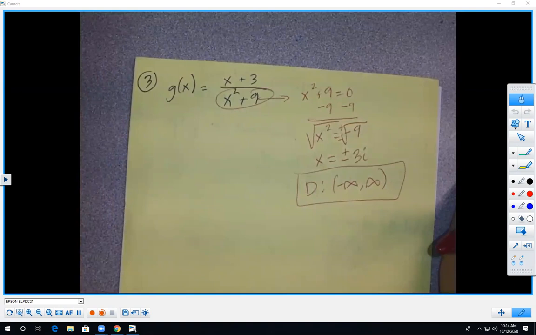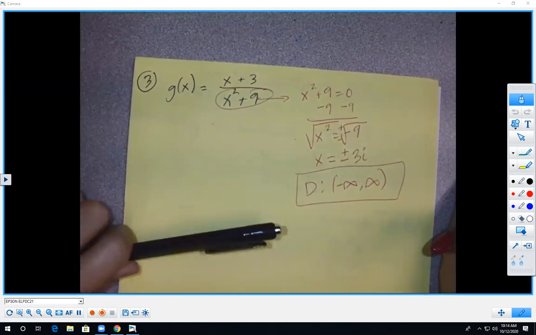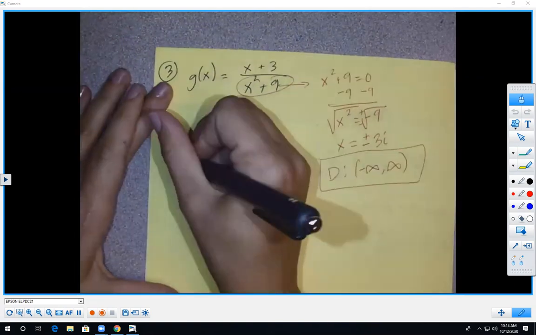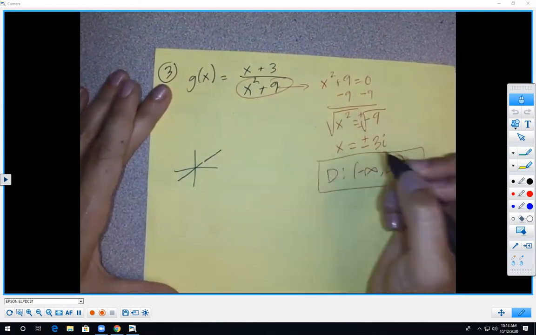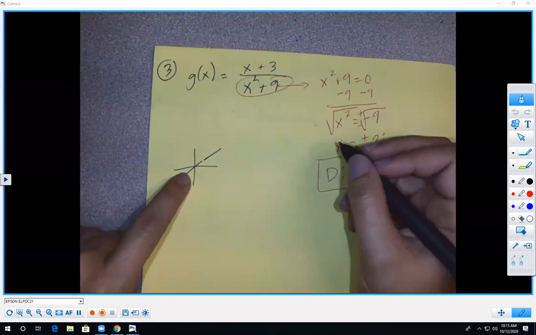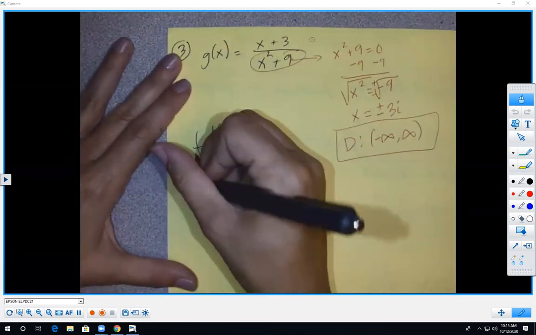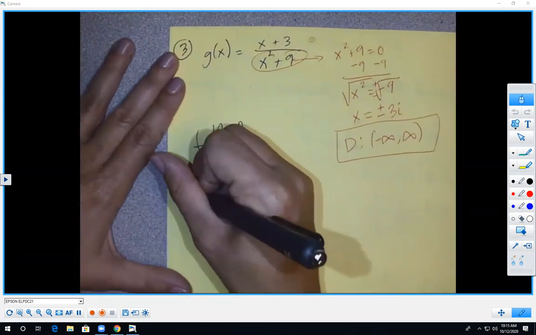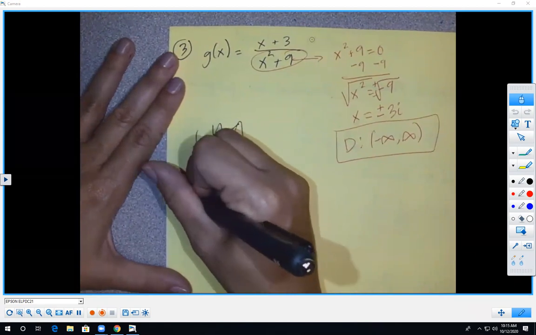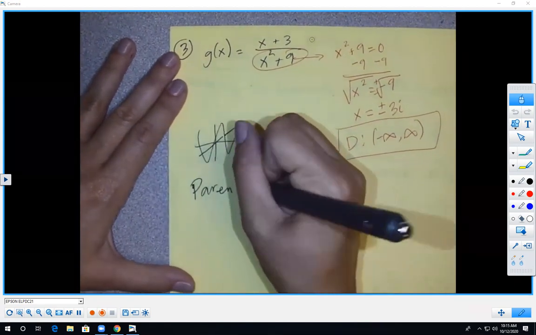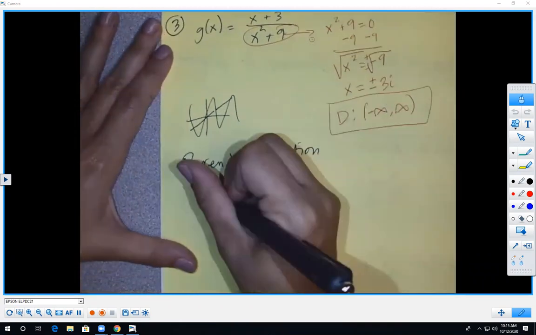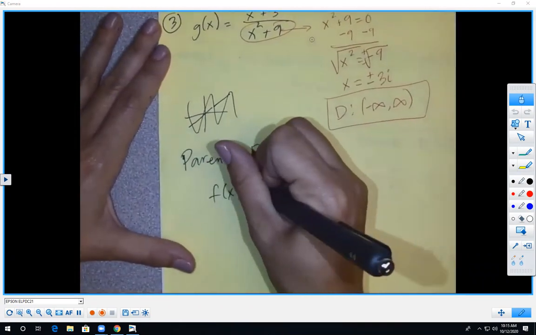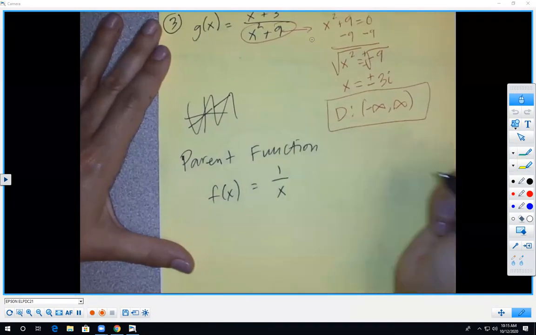Okay, so let's talk about these restrictions on your graph. It doesn't mean that your graph just stops and then it starts back up over here. Like you have this big opening right there. It looks a little bit different. So let's graph the parent function for rational functions. So the parent function is the one without any transformations on it. The parent function is f of x equals 1 divided by x.